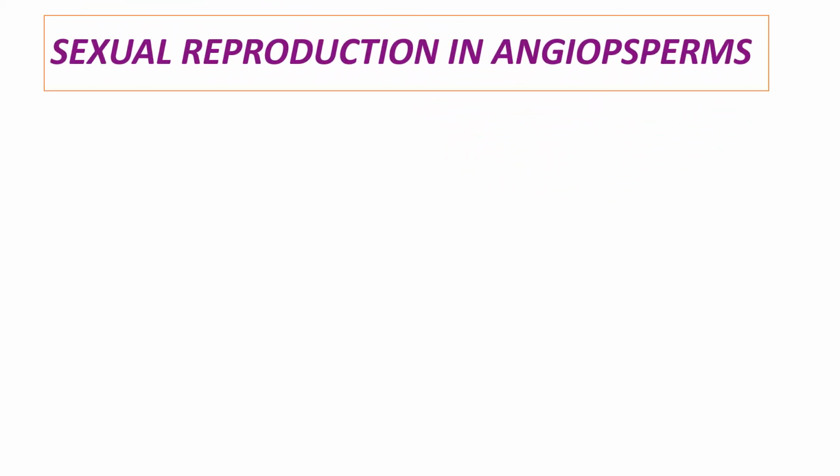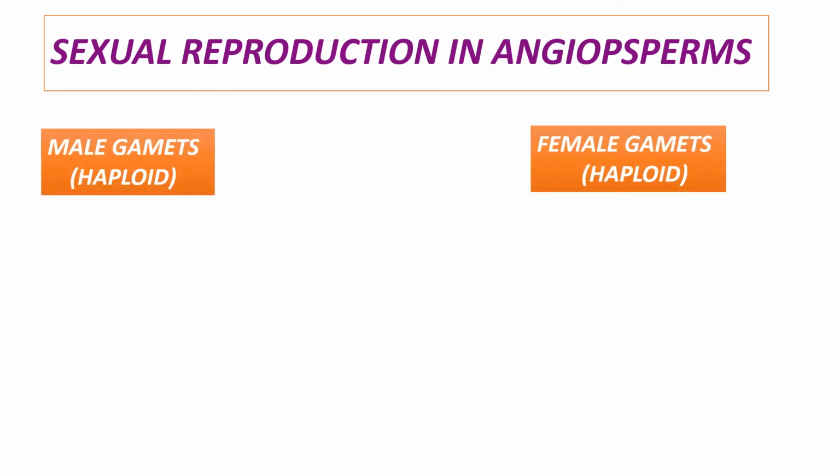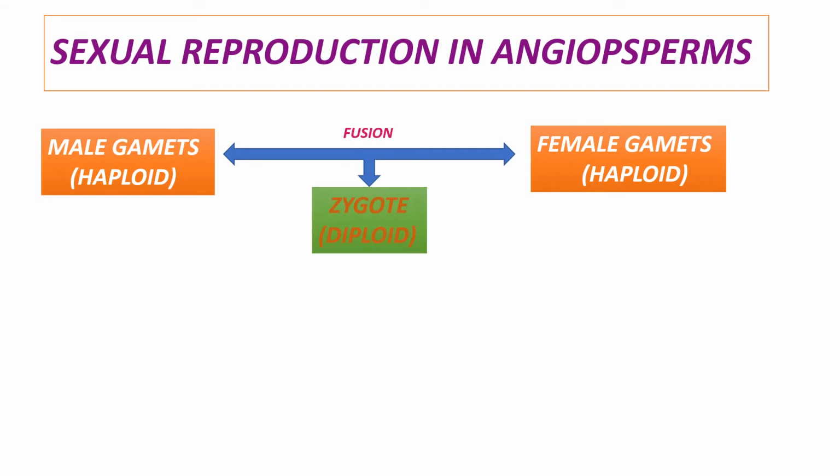This is the first part of the video about the structure of the flower and types of flowers. Now let us move further into the topic and learn about sexual reproduction in angiosperms. Flowers are responsible for sexual reproduction in plants. It involves the fusion of male and female gametes. This fusion results in the development of a zygote, which is a diploid cell.